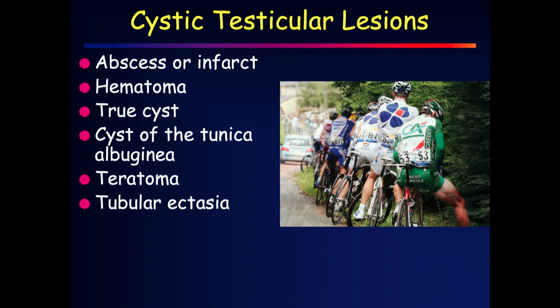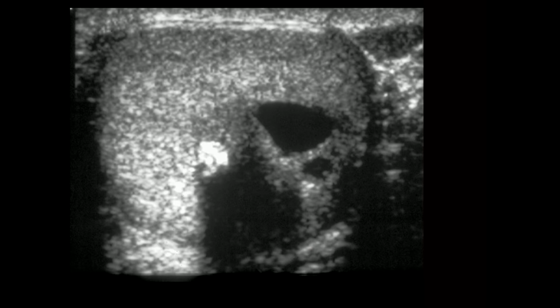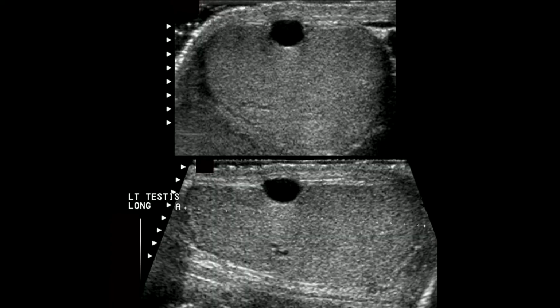Cystic testicular lesions. This is from Tour de France, so I thought it was appropriate for a GU talk. There's a bunch of cystic things that you can see in the testicle. I called this one a mixed germ cell tumor. I'm going to call it a mixed germ cell tumor the next 2,000 times I see it. It's got cyst, it's got solid, it's got calcification. Turned out to be a diabetic with an infarct, so there's a differential for everything.